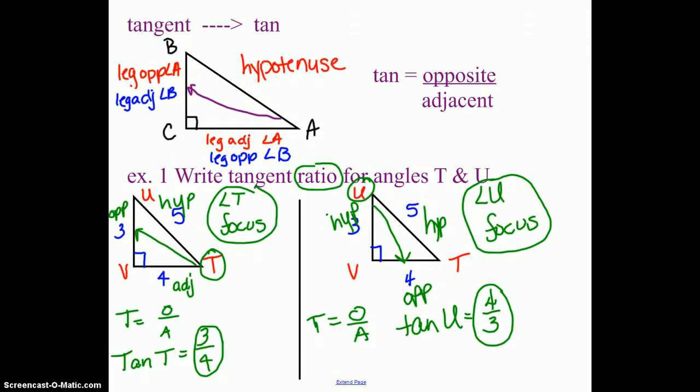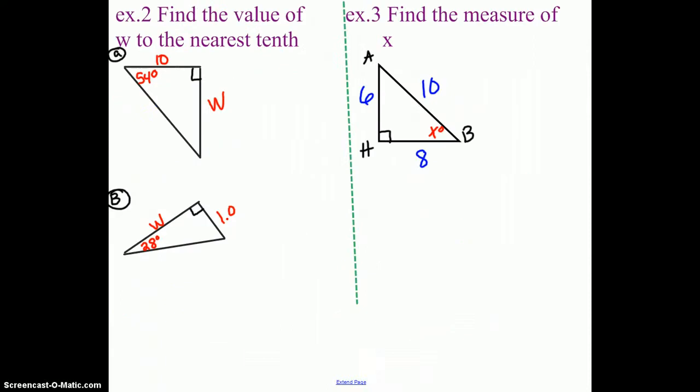So let's see how we can actually solve something using this. On this kind of a problem, I have these two sides, and I can definitely see that this 54 is my focus angle, which makes W opposite, 10 adjacent, and the side I don't know anything about is the hypotenuse. So this is a little different because we actually know what the angle measurement is. So the tangent of 54 degrees is going to equal opposite, which is W, over 10, which is adjacent.